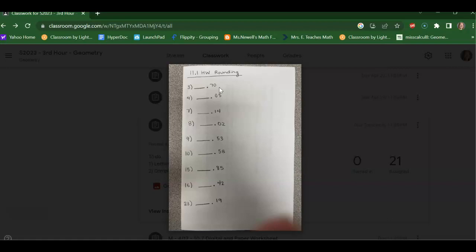Now, if you round it this way and it's not correct, then you need to go back and look over your work because you did something wrong.